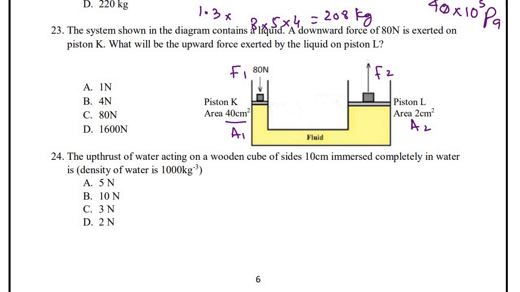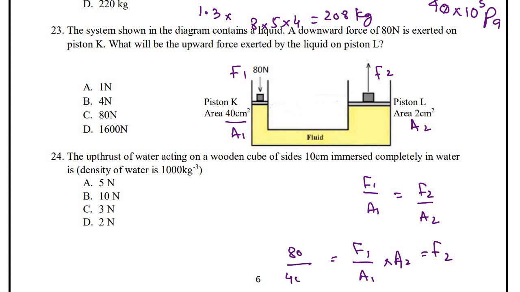So by applying Pascal's law, F1 over A1 will be equal to F2 over A2. So to find F2, it will be equal to F1 over A1 multiplied by A2. So value of F1 is 80 divided by A1 which is 40, multiplied by A2, that is 2. So 0 and 0 cancel, 4 1s are 4, 4 2s are 8. So finally force will be 2 into 2 is 4 Newton. So correct answer is option B.